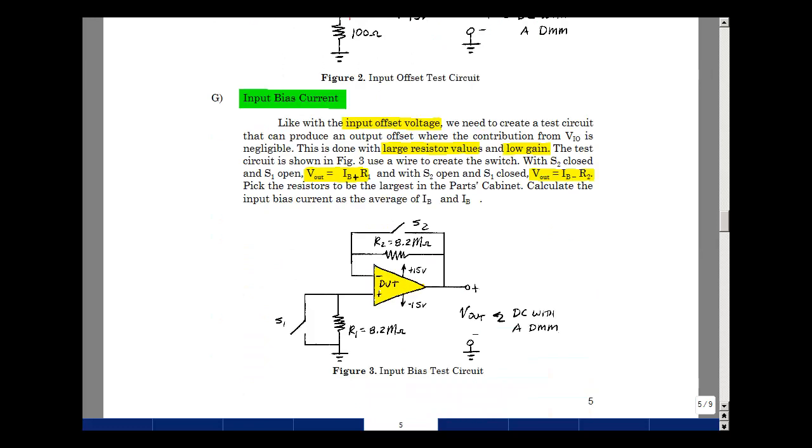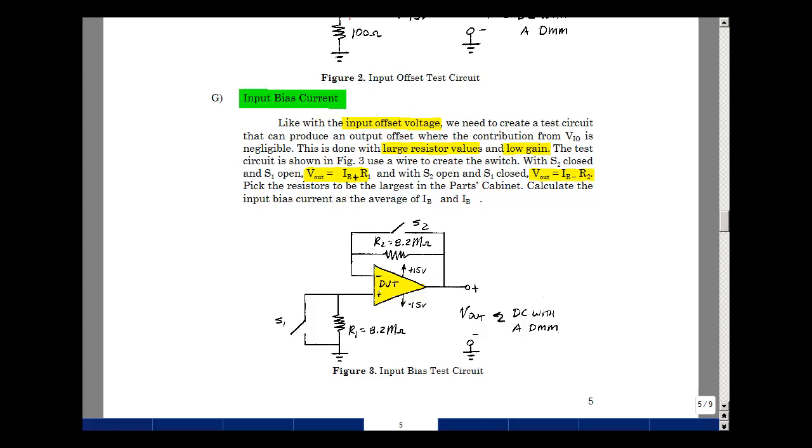This next circuit is going to measure the input biasing current, but again I have to worry about the input offset voltage because that's also a DC effect. But I'm going to use basically a gain of 1 circuit, so we're going to multiply that by 1 and make the value of the input biasing current get ramped up by using very large resistor values.